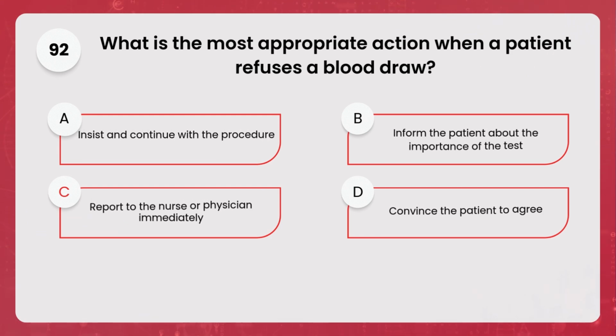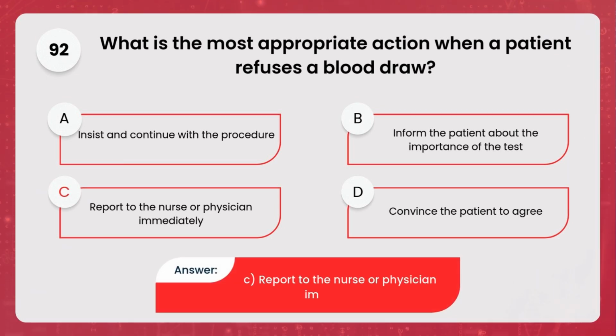Number 92. What is the most appropriate action when a patient refuses a blood draw? A. Insist and continue with the procedure. B. Inform the patient about the importance of the test. C. Report to the nurse or physician immediately. Or D. Convince the patient to agree? The answer is C. Report to the nurse or physician immediately.